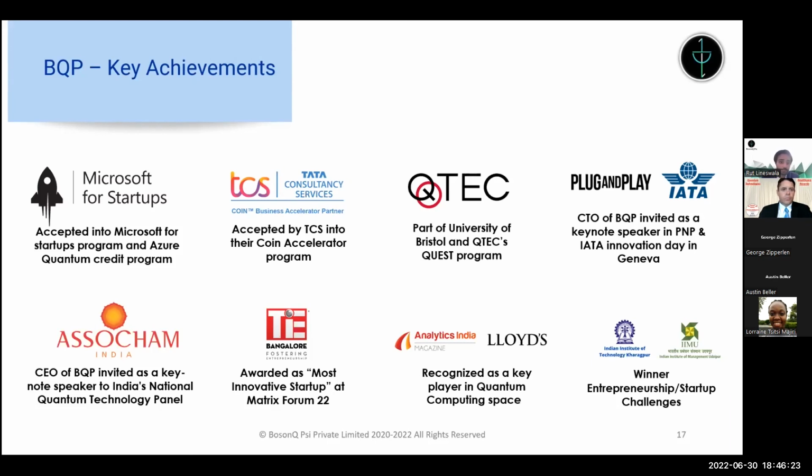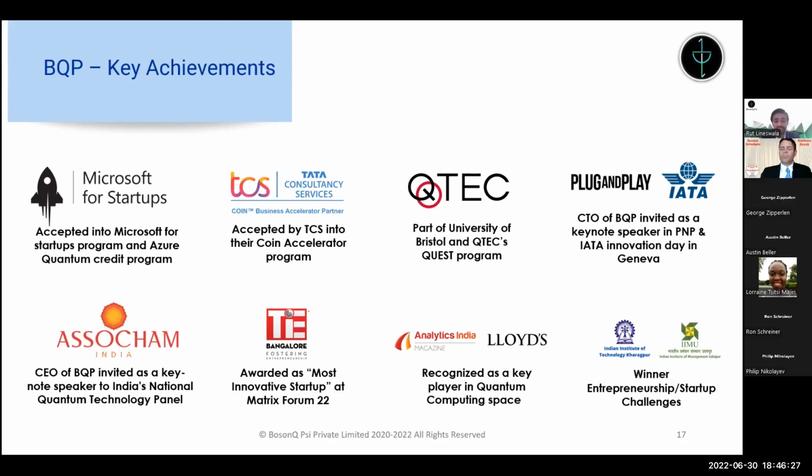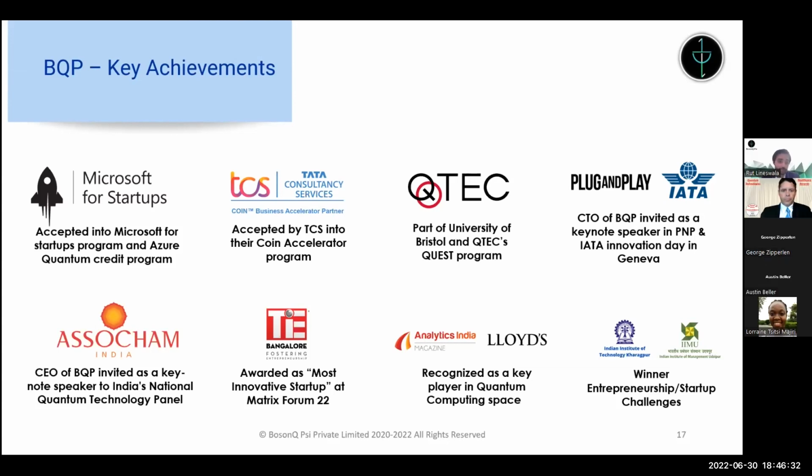Additionally, we have some contracts signed with TCS, and we are being inducted into their Coin Accelerator program. TCS, Tata Consultancy Services, is one of the largest system integrators in the world. So it's really beneficial to BQP to be partnered with such a big organization, which has thousands of customers throughout the world.